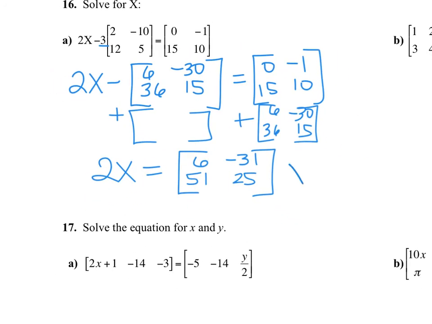Okay, finally, divide everybody by 2. So you get 3, and you can write it as -31 over 2. You can have fractions in matrices, that's fine. 51 over 2, 25 over 2.